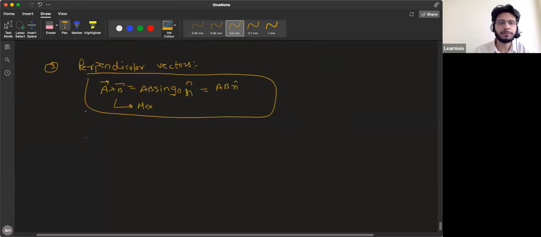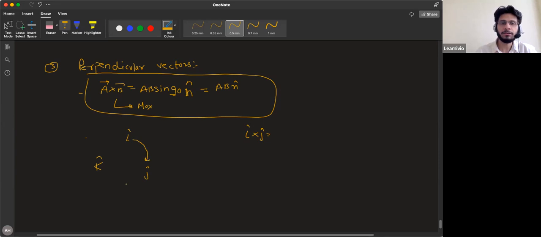The next thing is, if you have unit vectors like I cap, J cap, K cap, and I take the dot product of I and J, it comes out to be 0 because I and J are perpendicular and the dot product of perpendicular vectors is 0. But here I'm not taking the dot product, I'm taking the cross product. So I cross J will not be 0.